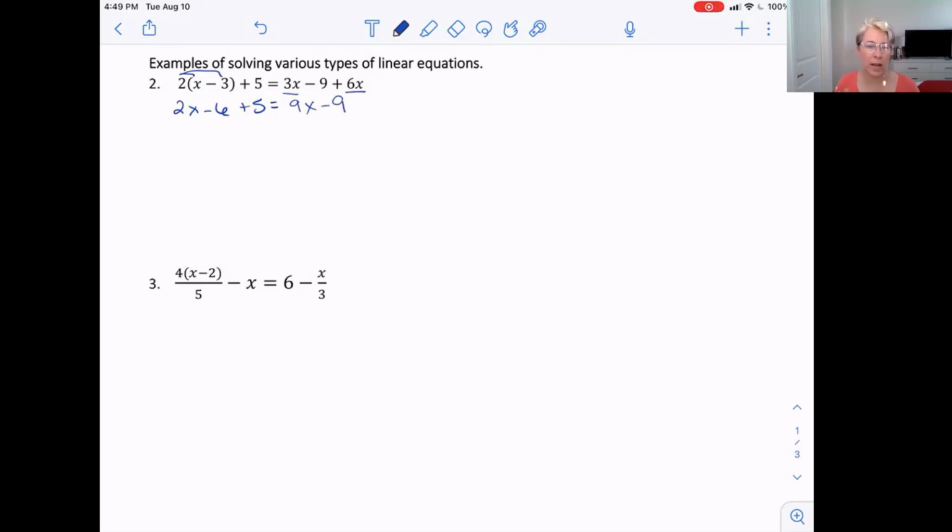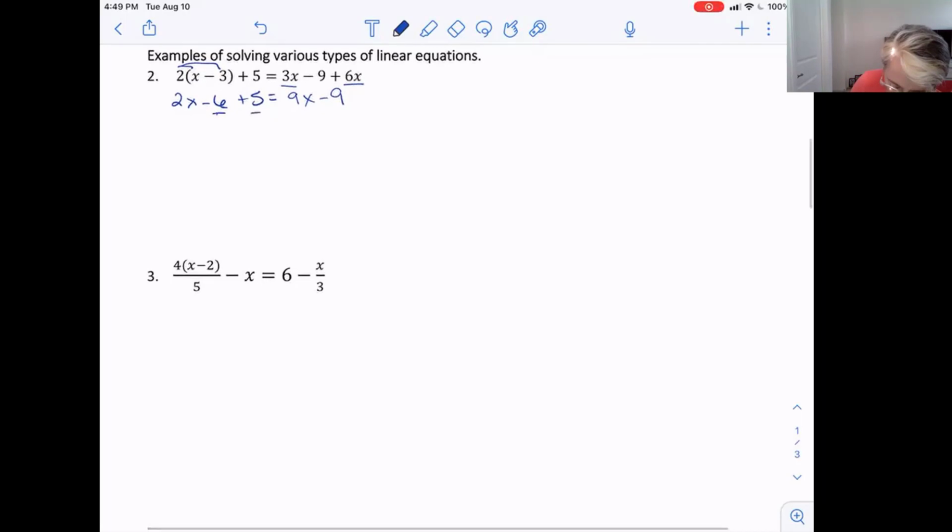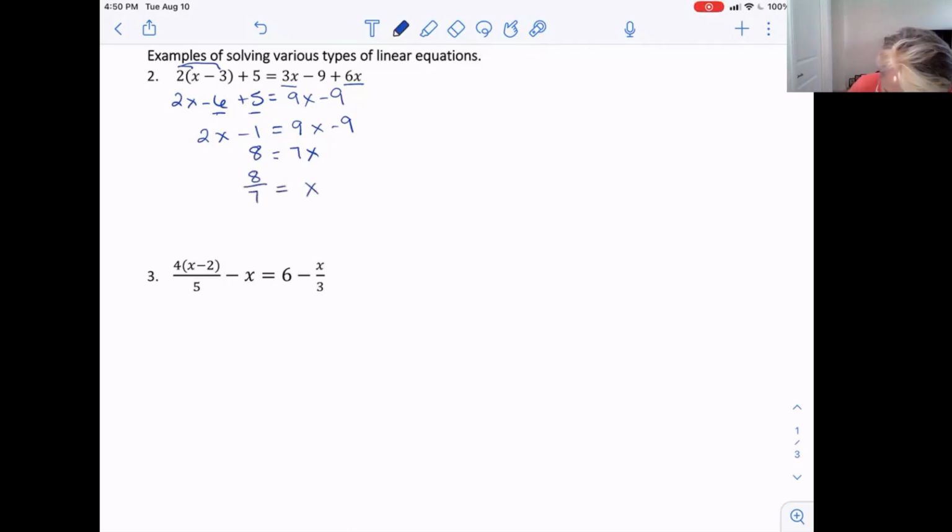Notice we haven't added or subtracted anything to both sides of the equal sign. We can also combine like terms here on the left. That will give us a 2x minus 1 equals a 9x minus 9. And if our goal is to just get x by itself, we can do that. Let's subtract 2x from both sides. So that will give us a 7x here. And add 9 to both sides. -1 plus 9 gives us an 8. Divide both sides by 7, and we get x equals 8/7.